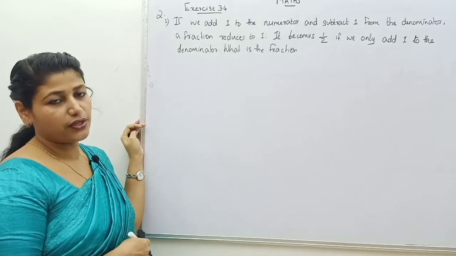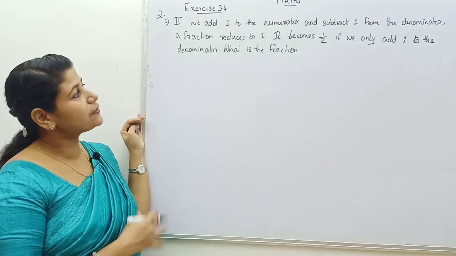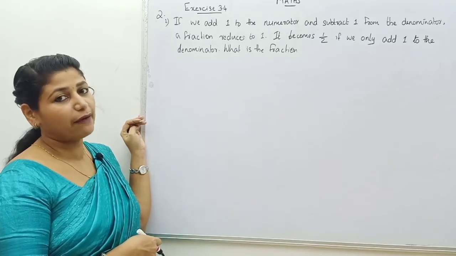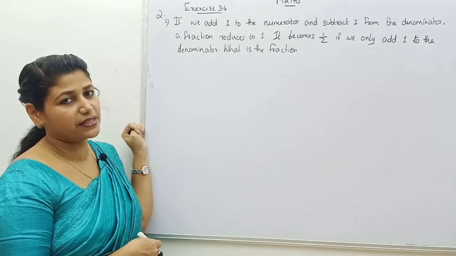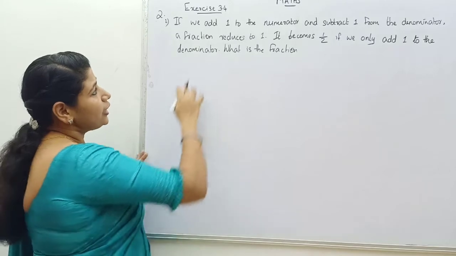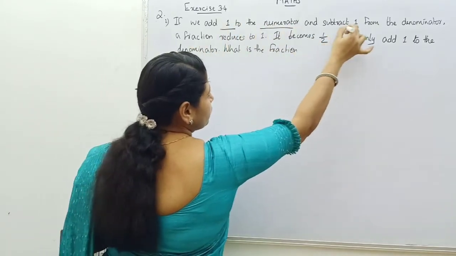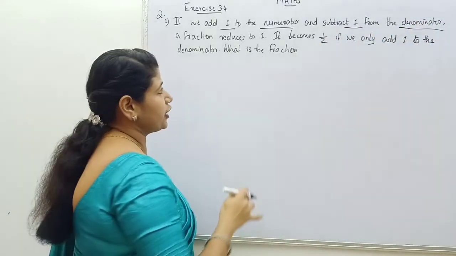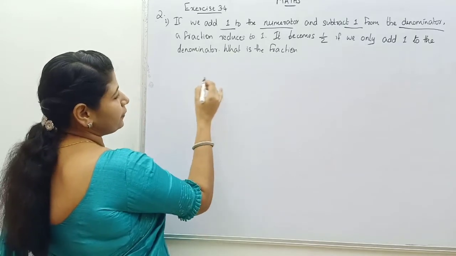What is the fraction? First of all, you want to form the pair of linear equations from this condition, and then using the elimination method, we have to find the solution. So we have to find the values of the variables. Once more, listen to the question. If we add 1 to the numerator and subtract 1 from the denominator, the fraction reduces to 1. So just think about the fraction.